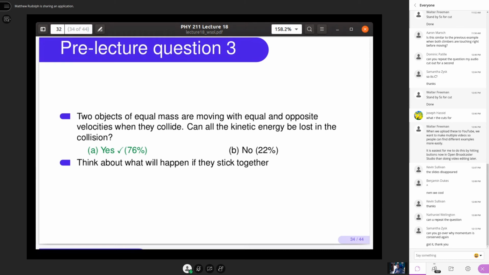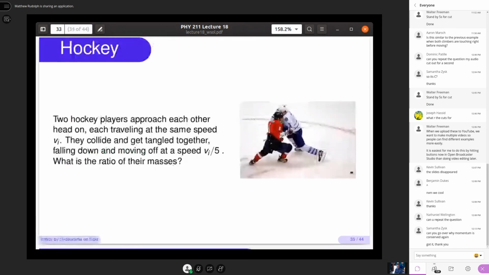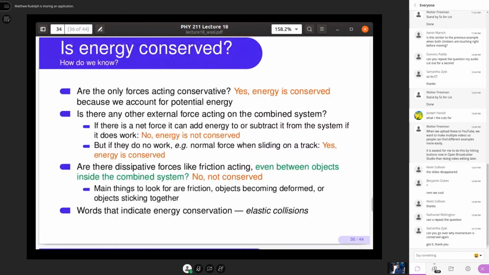We did see this before spring break, I think, with the cars. They stuck together and stopped. That conserves momentum, because you go from zero total momentum, where they canceled out, each having some momentum, to zero because nothing's moving. And that loses all the energy. So you can do problems like that.